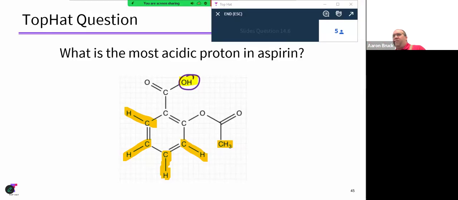Because all the other talk about inductive effects and bond sizes and all of that, those are tiebreakers. If we want to look for acidic protons in any molecule, we need to find the proton that's attached to an electronegative element. And then we can start comparing them in those other kinds of ways.